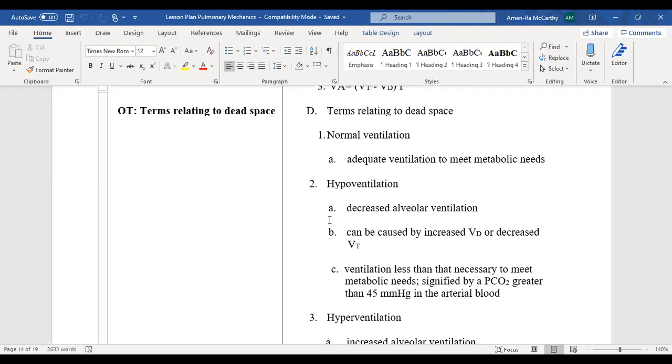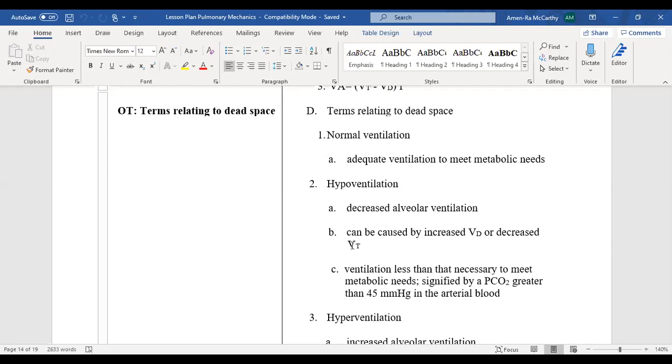Okay. Now, B says it can be caused by increased dead space or a decreased tidal volume, either one. So look at me. If I'm breathing normal, then I should have a normal ventilation. But if I slow my breathing down and just take in little shallow breaths, then all of my stuff is going to go down. My alveolar ventilation is going to go down. My regular ventilation is going to go down because I'm not taking in any volume. I'm just barely breathing. So that can cause hypoventilation. Okay, that's what they're saying.